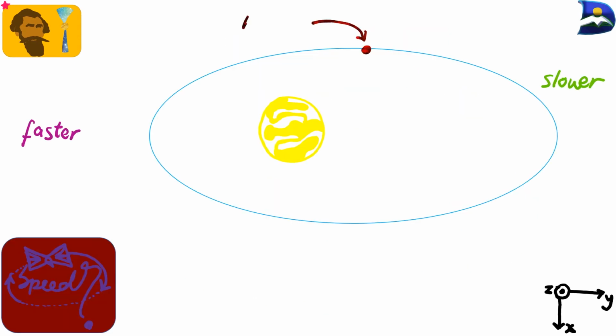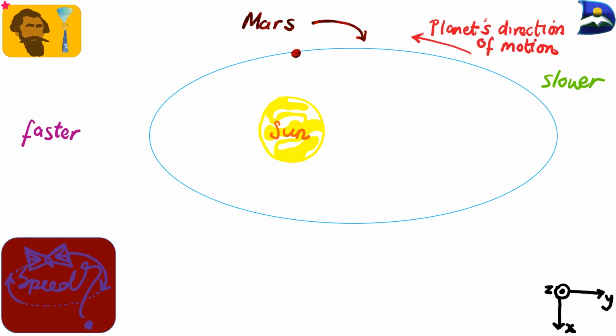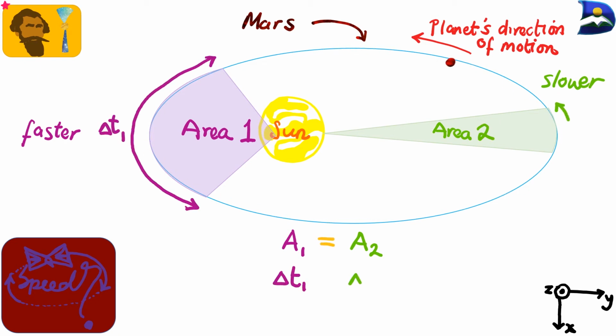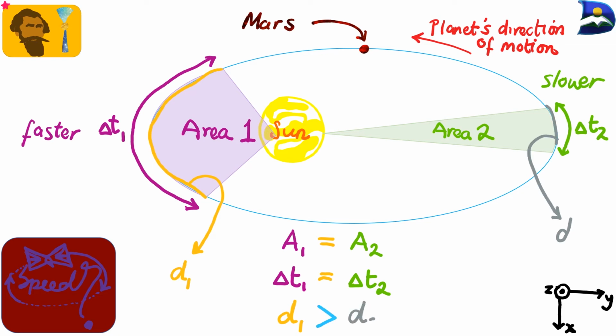The second conclusion is based off of observations that Mars speeds up as it approaches the sun and slows down as it moves away. This shows that the straight line joining a planet and the sun sweeps out equal areas in space in equal intervals of time.